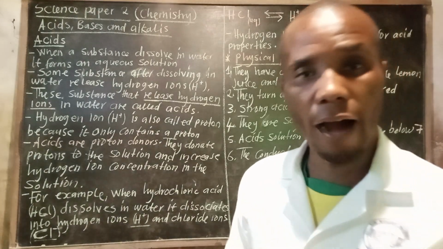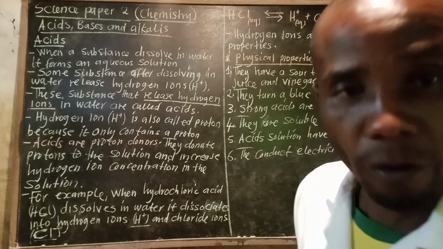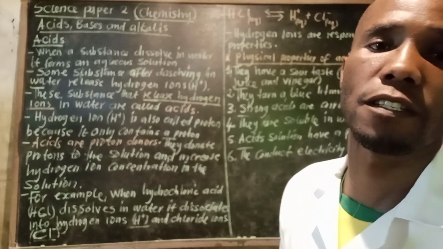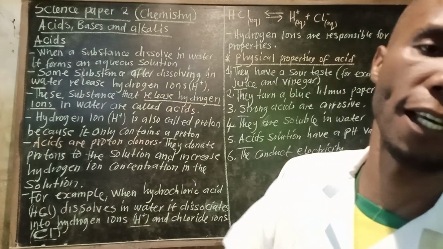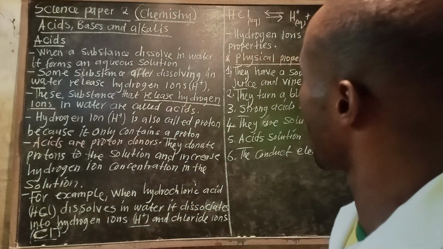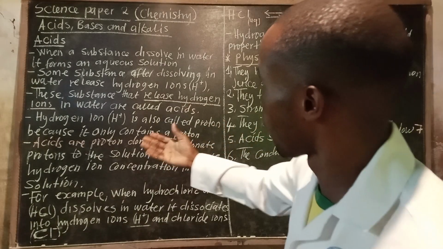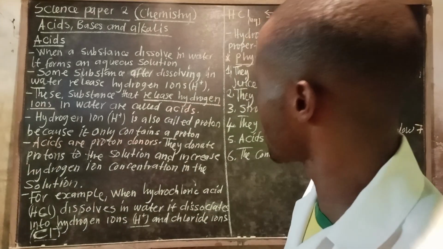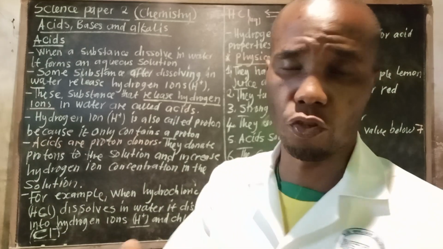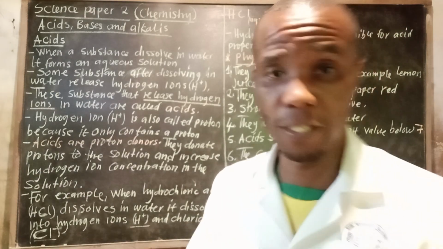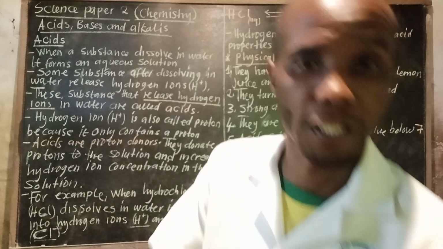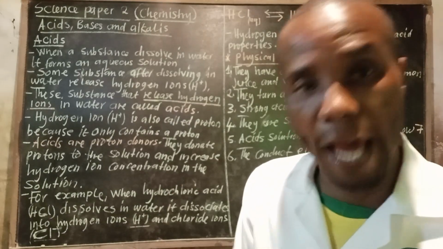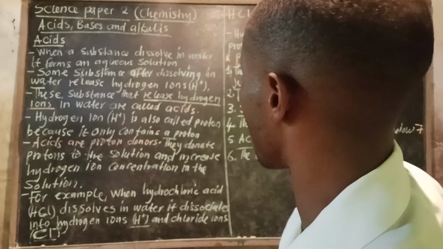I'm sure I've explained acid very well. Acid is any substance that, when dissolved in water, releases hydrogen ions. We can now go to the next point. Hydrogen ion is also called a proton because it only contains a proton. You know what it means when we say protons. We talked about protons, electrons, and neutrons. Now the hydrogen ion contains a proton, therefore it is called a proton.